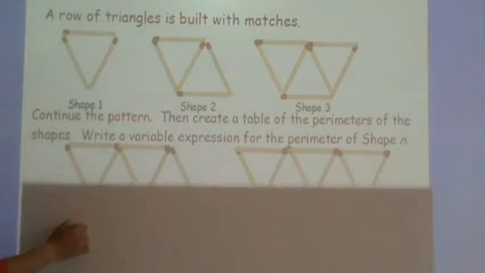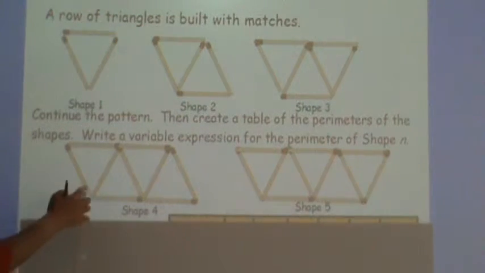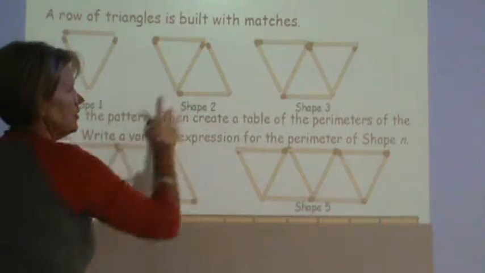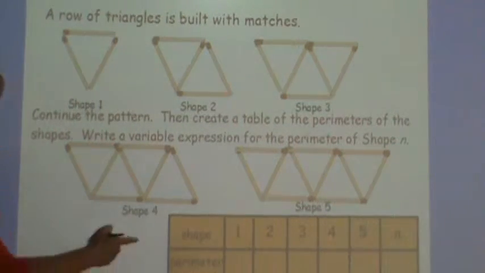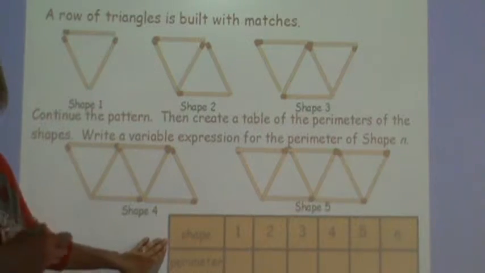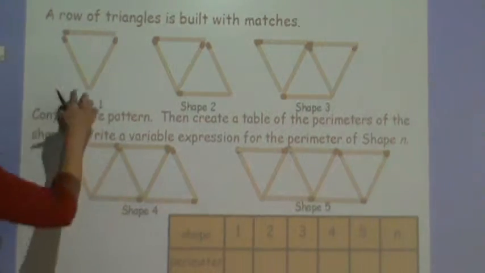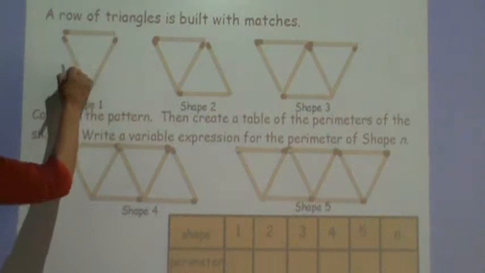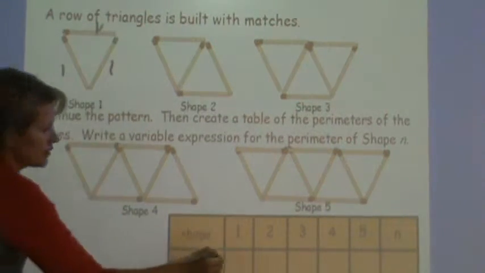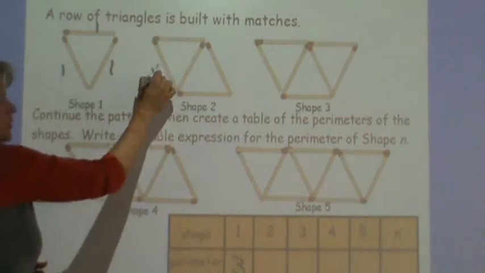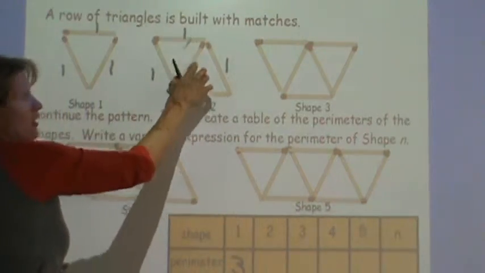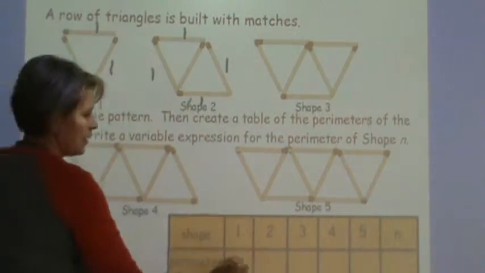So that's what shape 4 and shape 5 would look like if we continued this pattern. And this is the table we're going to need to make so that we can organize everything. So we've got shape 1, and the perimeter, remember, is around the outside. So we've got 1, 2, 3 matchsticks, versus on this one 1, 2, 3, 4. Not this one, we're just doing perimeter.